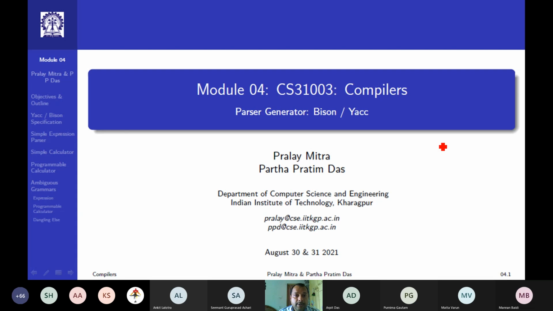Let us continue. In this module 4, we plan to discuss the parser generator. This module will be useful for your assignment 4 in laboratory. So assignment 3 will be released this week, and assignment 4 will be released later.